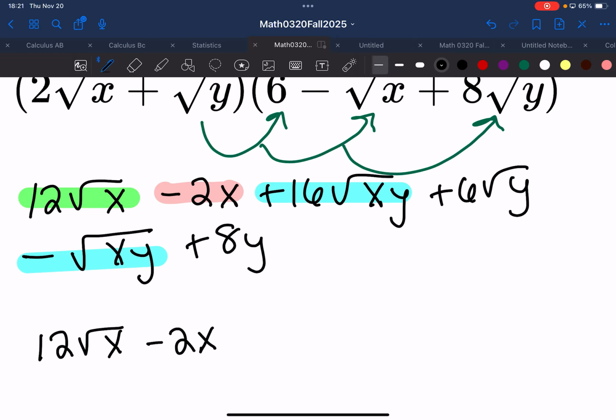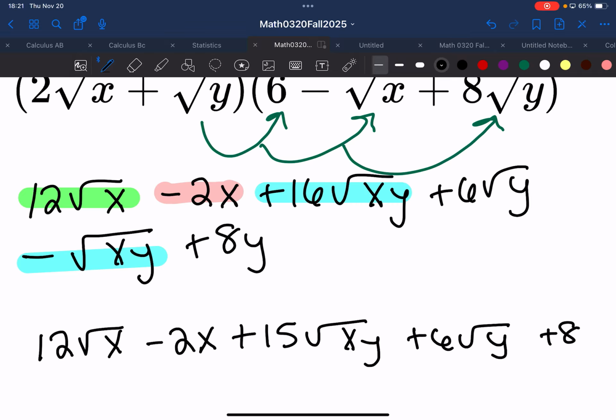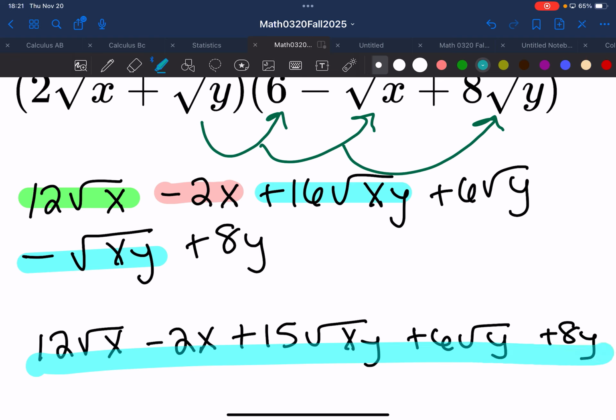And if I was to combine the two that I highlighted blue, what would that be? 15 square root of xy plus 6 square root of y plus 8y. This whole thing is my answer. Because there's nothing I can combine them with, so there's nothing else I can do.